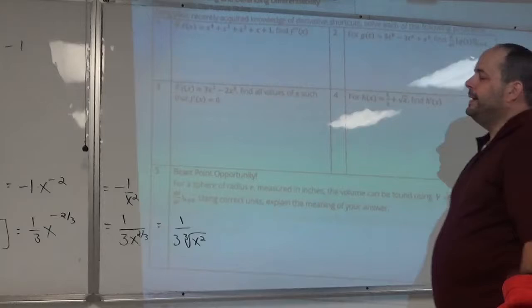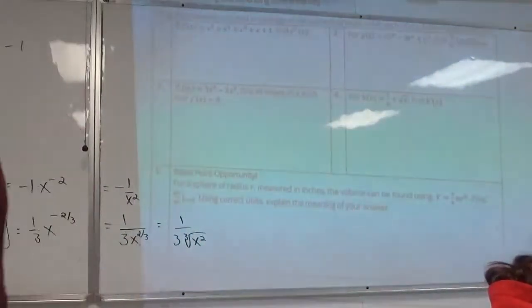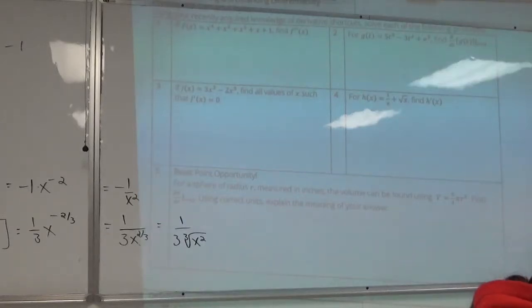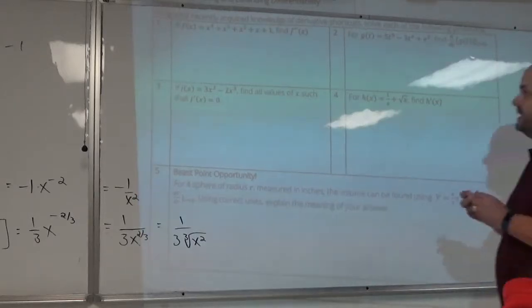Oh, I know the biggest mistake that's going to be made. So do we need to find 4x to the third? Unless they're going to find a double derivative. Oh yeah, so you have to find that one first.